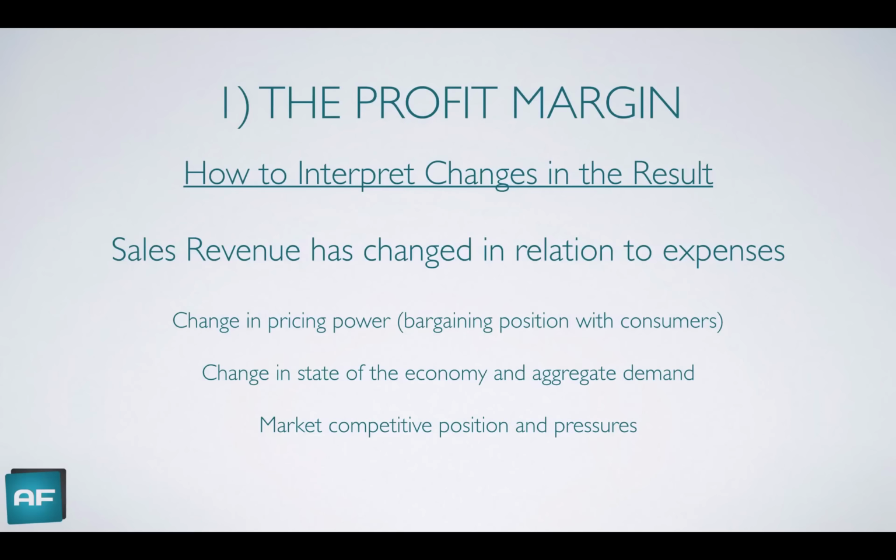The other side of the equation is that sales revenue could have changed in relation to expenses. This could be a change in pricing power, so you have a strong bargaining position with your consumers, and you can increase prices without a corresponding increase in expenses. This is always a really good position of a business if your customers value your product, and you can continually charge higher and higher prices and still have the same level of sales. It's a very good position for a business.